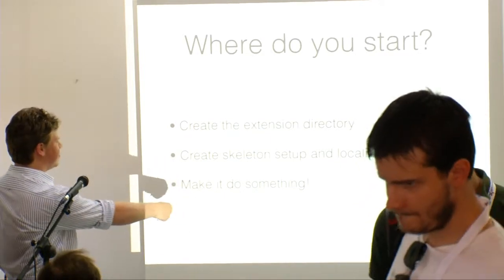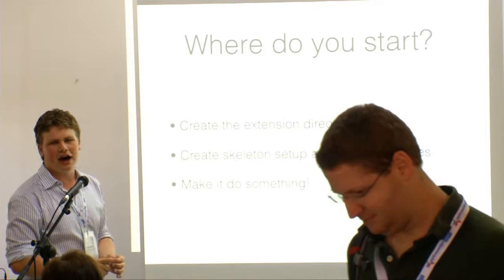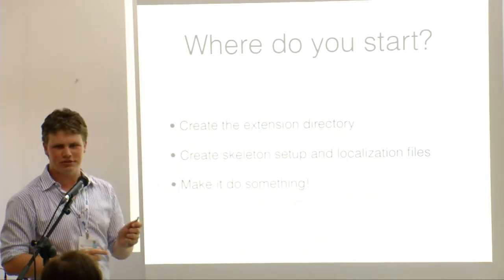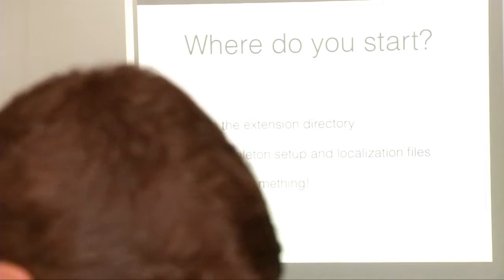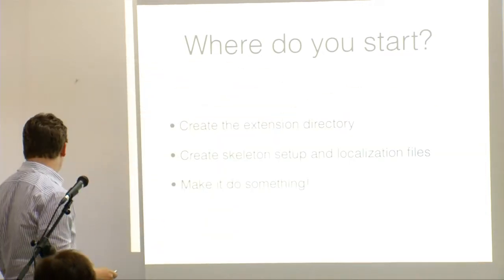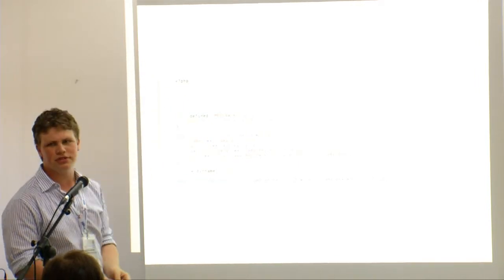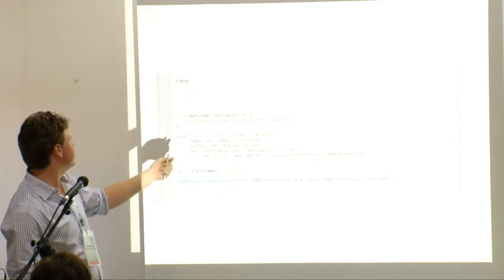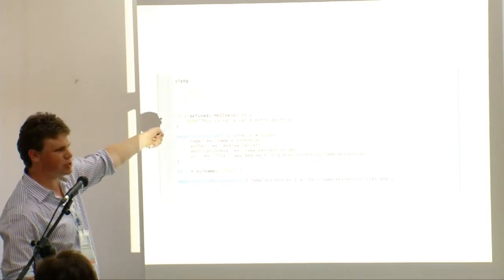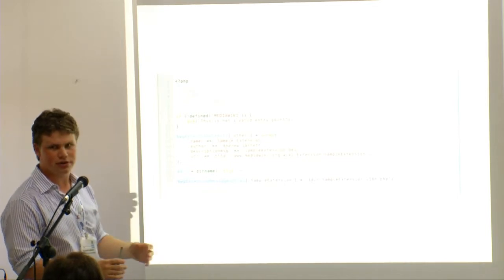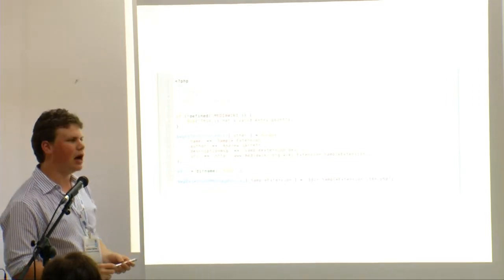And then the exciting bit, which is actually making it do something. I'm going to give you some examples of how you can make your extension do something right after I've talked about MediaWiki code style and that sort of thing. So this is the most basic of the basic MediaWiki extension setup files. This would be sample-extension.php, and it would be in the sample extension directory in the extensions directory of your MediaWiki installation.